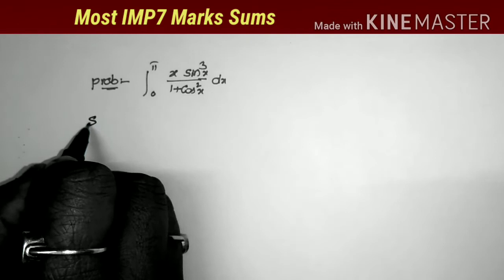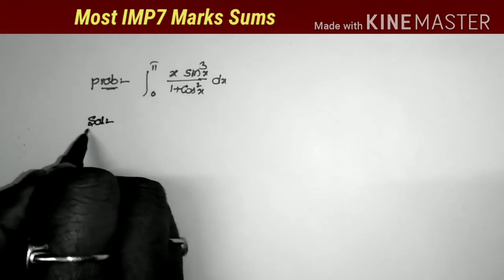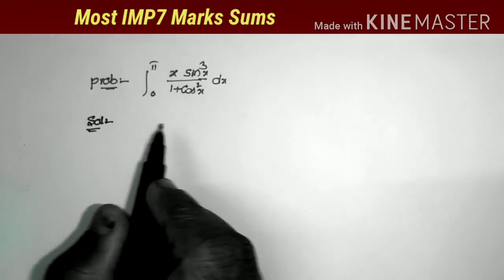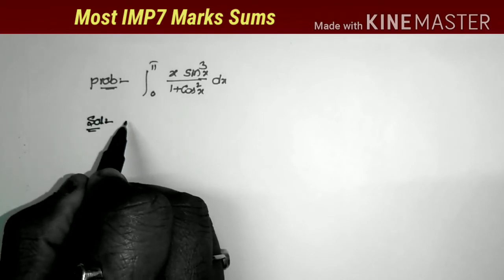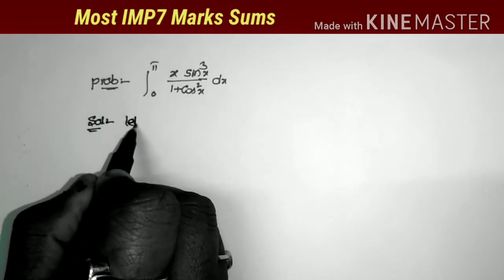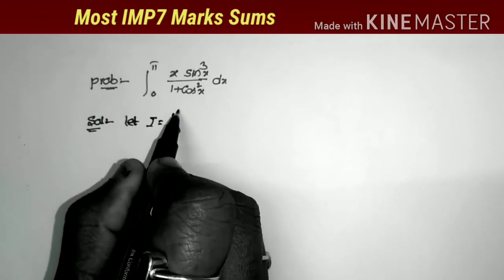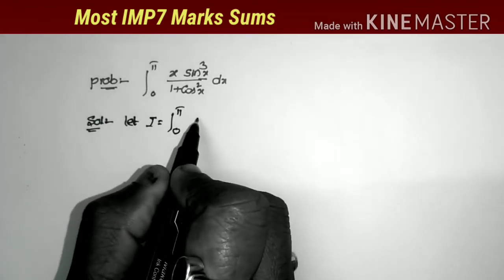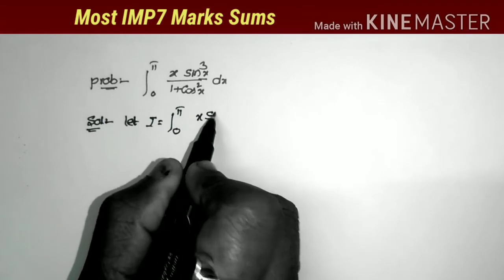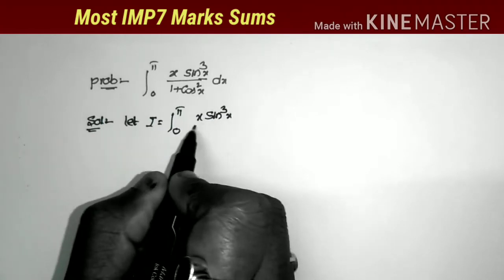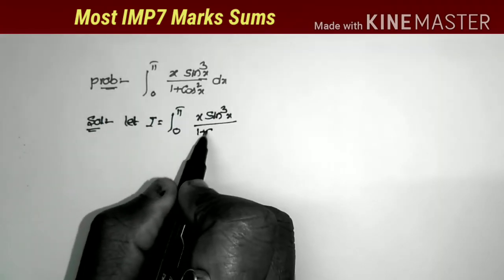Integral 0 to pi x sin cube x by 1 plus cos square x dx. This is also a very important essay question, so the same procedure of solving applies. First we take the given problem as I. That is, let I equal the integral from 0 to pi of x sin cube x by 1 plus cos square x dx.